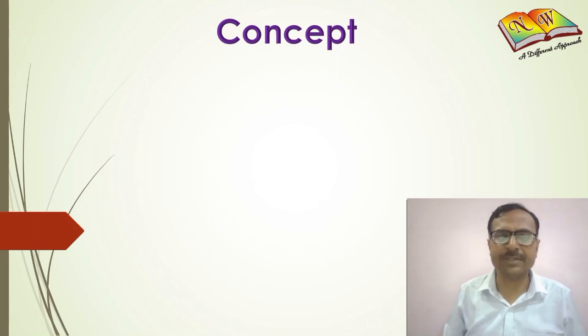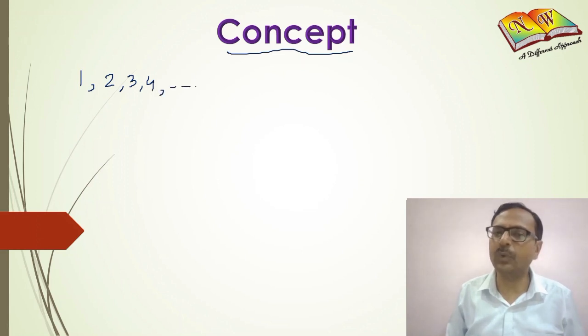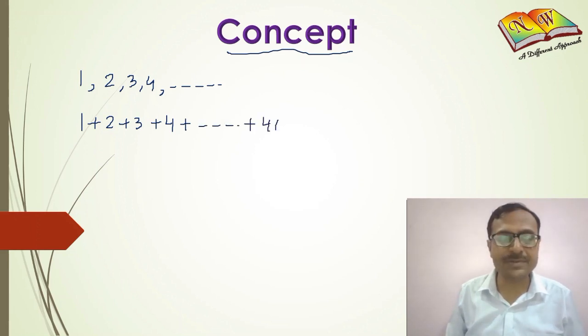Let's understand the concept. We all know that the natural numbers are 1, 2, 3, 4, and they continue up to infinity, so they are infinite in number. When you add all these natural numbers, it might take a lot of time if you have to add, maybe, the first 40 natural numbers. But when you know the pattern, it will be done within 5 seconds. So the patterns in natural numbers are very important.